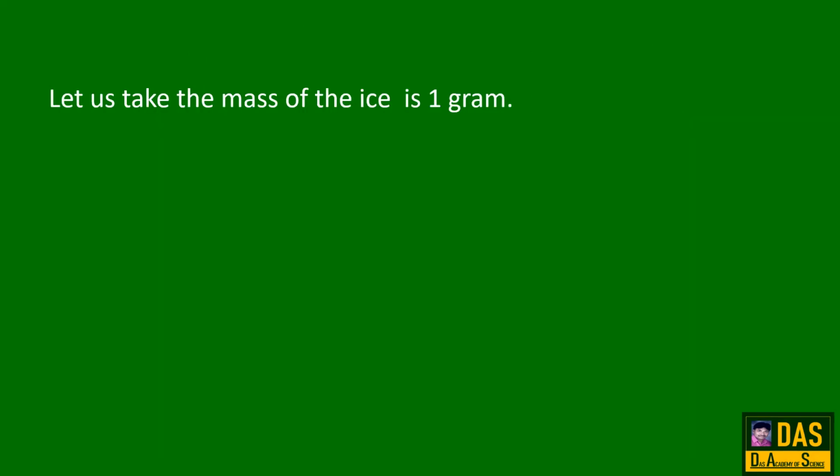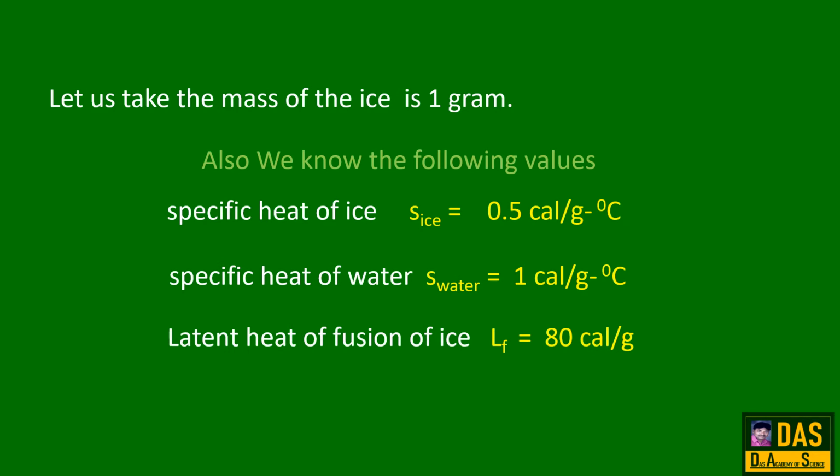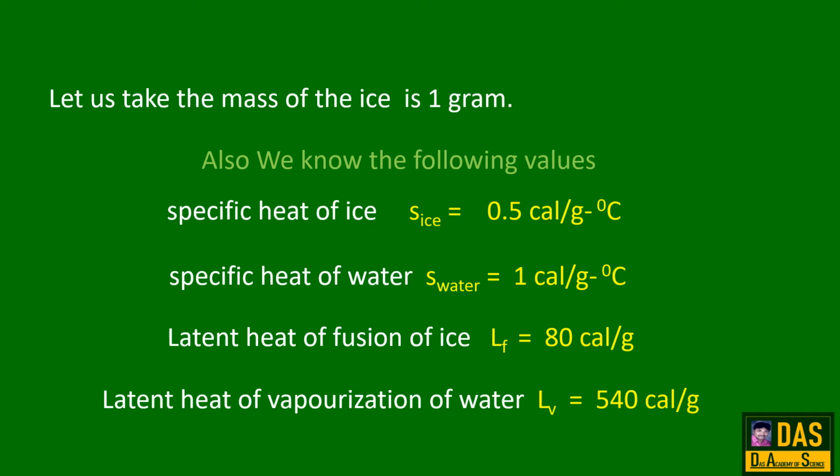Let us take the mass of ice as 1 gram. Also, we know the following values. Specific heat of ice, S ice equal to 0.5 calories per gram degree Celsius. Specific heat of water, S water equal to 1 calorie per gram degree Celsius. Latent heat of fusion of ice, LF equal to 80 calories per gram. Latent heat of vaporization of water, LV equal to 540 calories per gram.